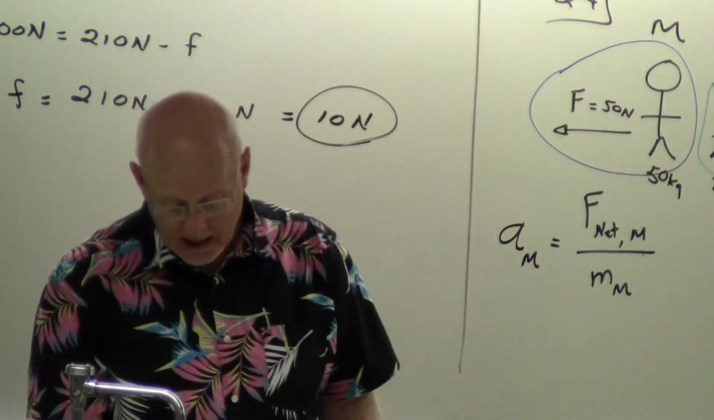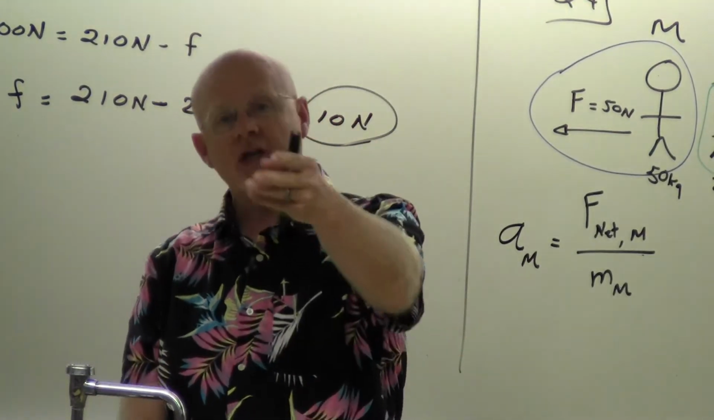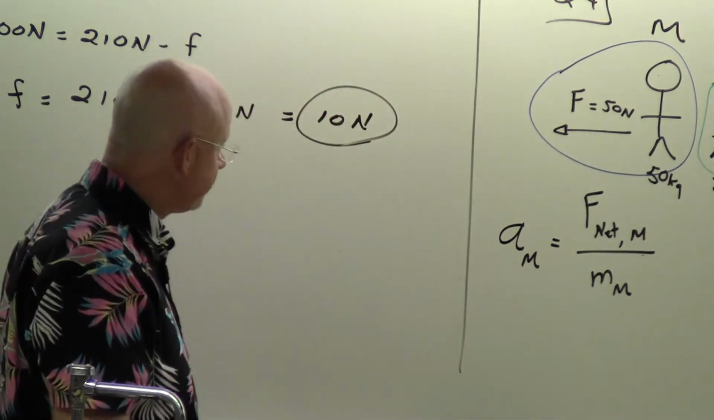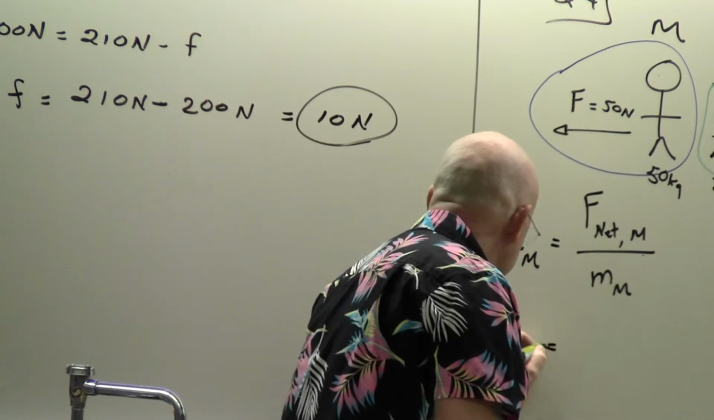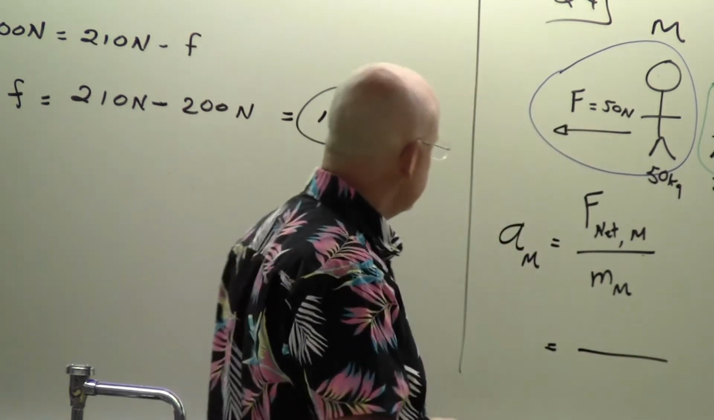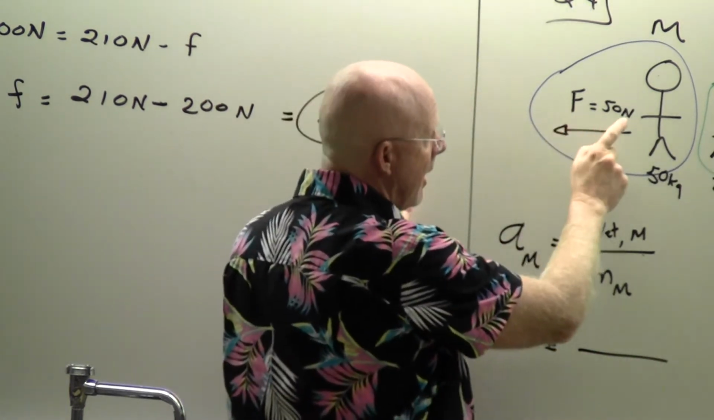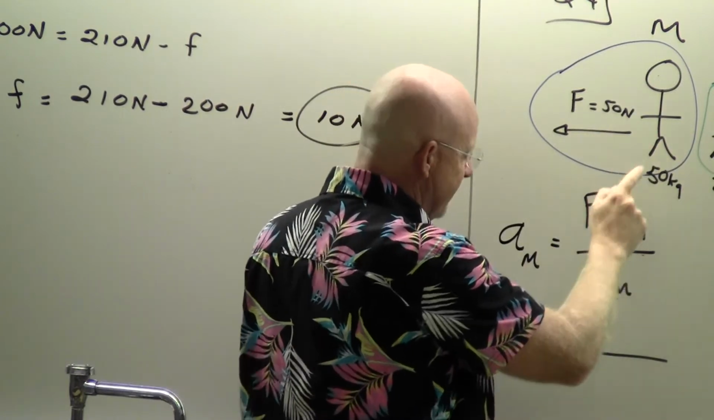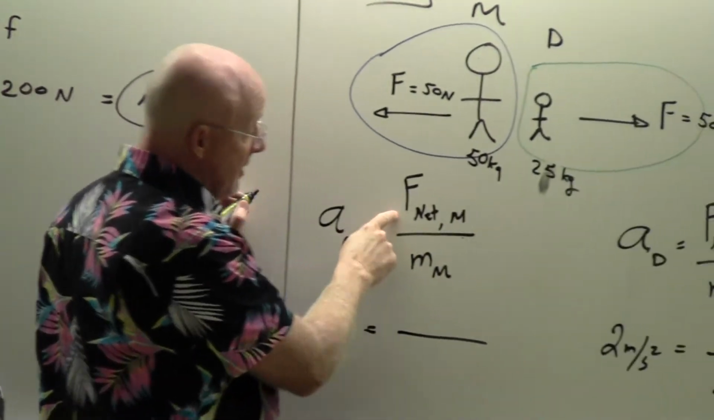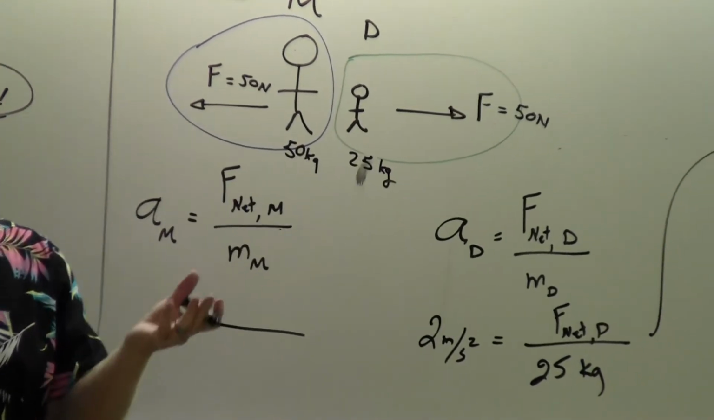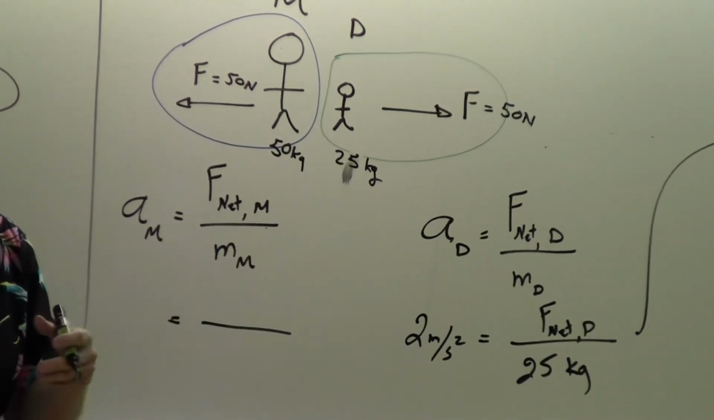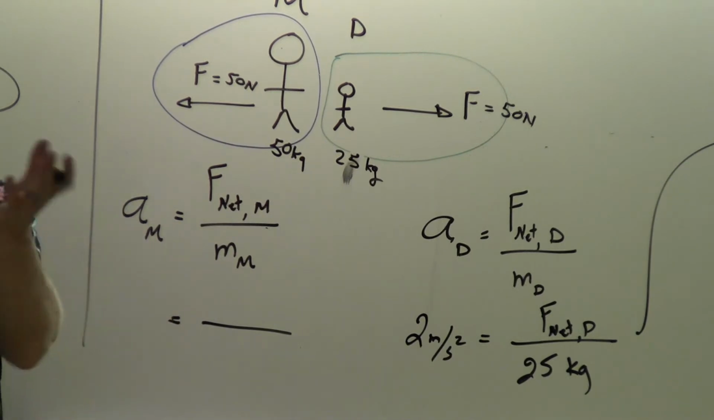And then finally we can answer this last one. What is the acceleration of mother? If we come over here and do this calculation, we know the force on the mother from the daughter is 50. What we need is the net force, and the net force is the combination of all the forces. But again, if we just say that the friction is 0, then there's only one force.